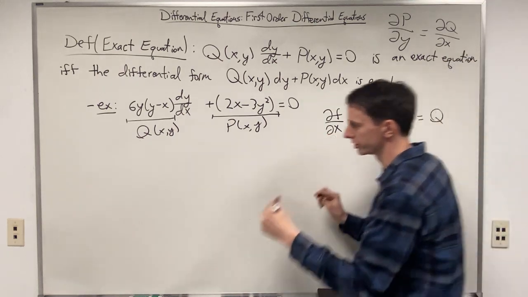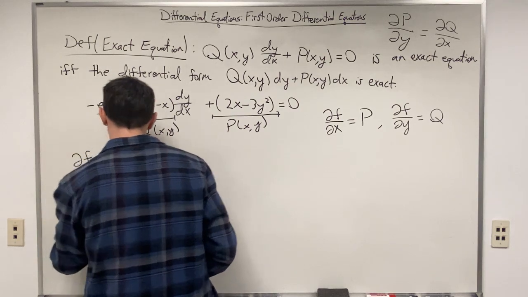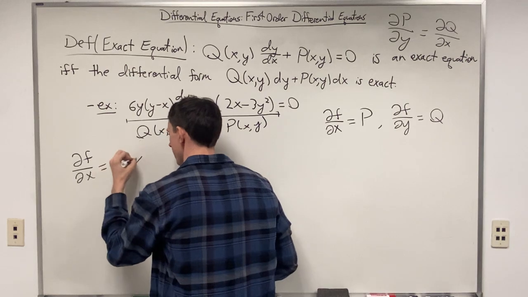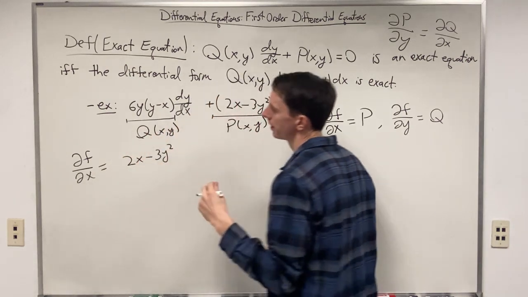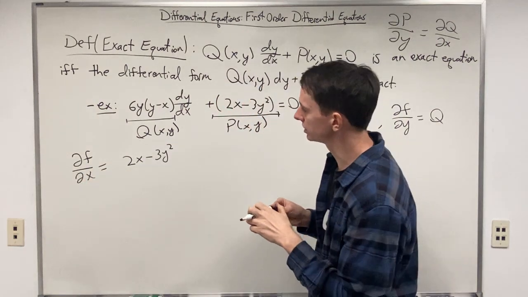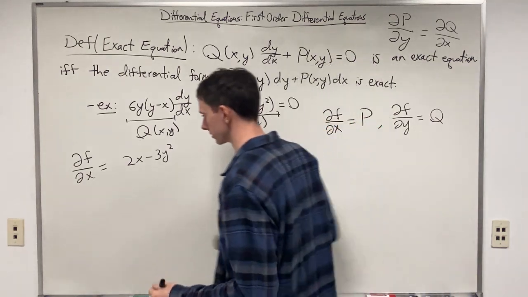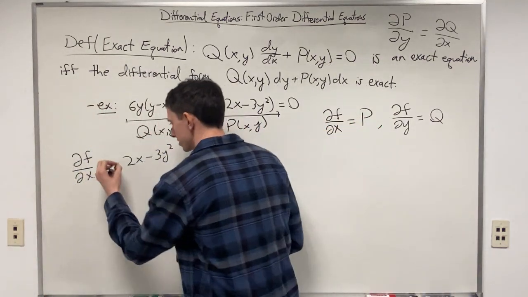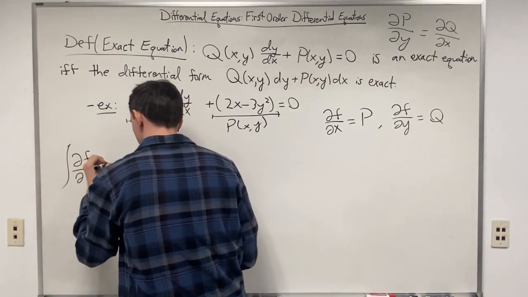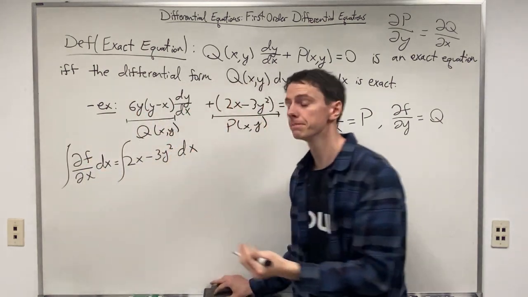So I'm going to start with this equation, partial f partial x equals P. So partial f partial x equals this right here, so 2x minus 3y squared. And if I want to obtain the function f by itself from its partial derivative, I just need to take both sides of the equation and integrate them with respect to x. So let's do that. If I integrate the left-hand side and the right-hand side with respect to x, let's see what I get.